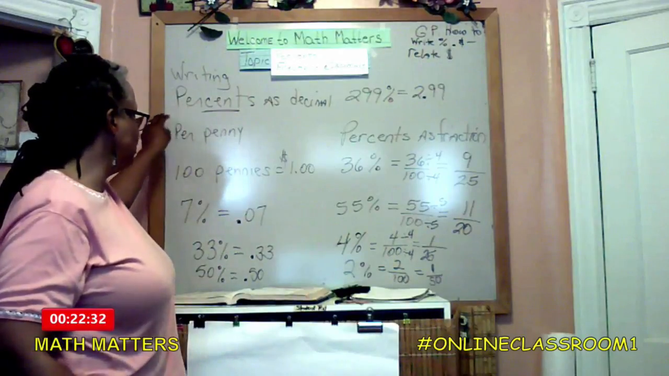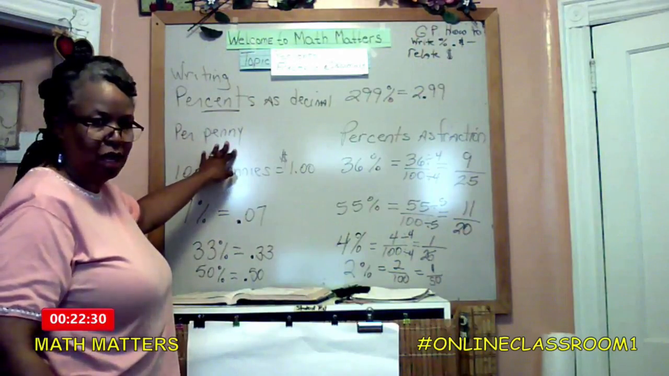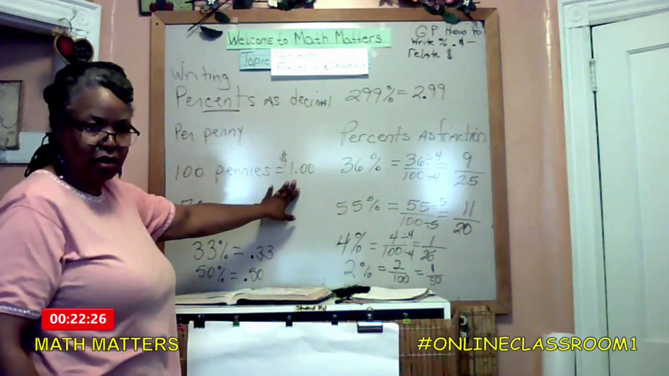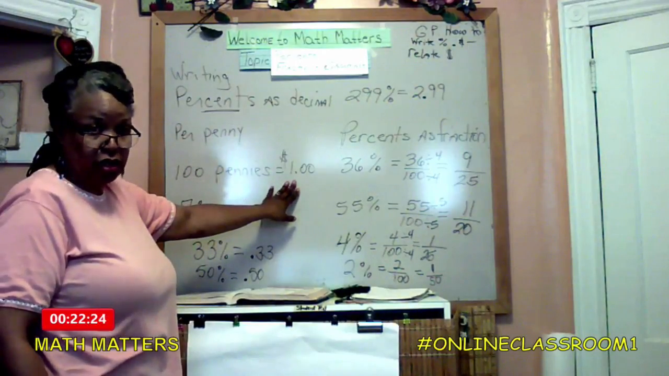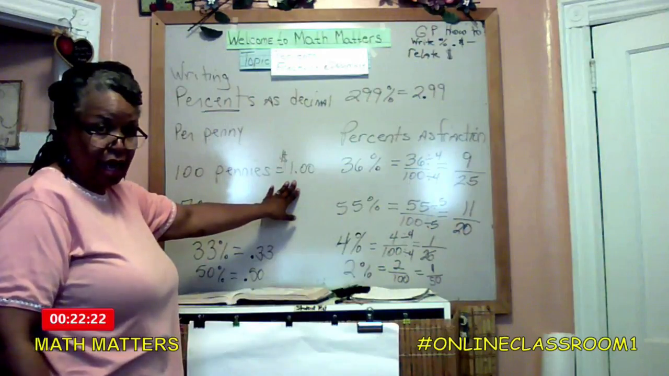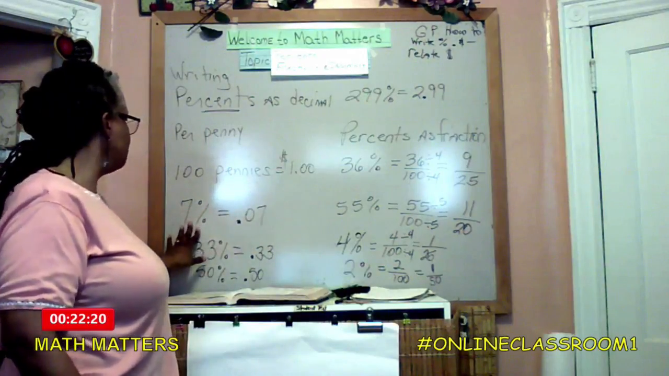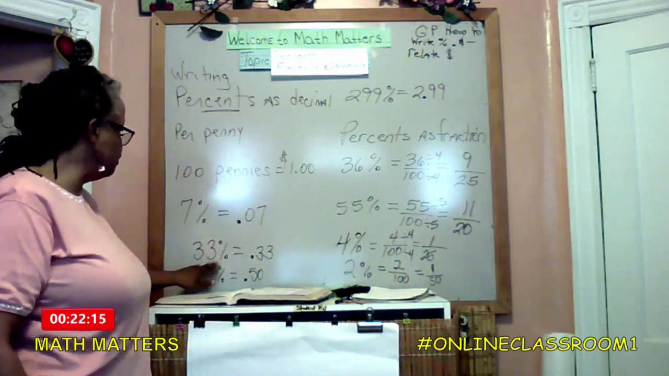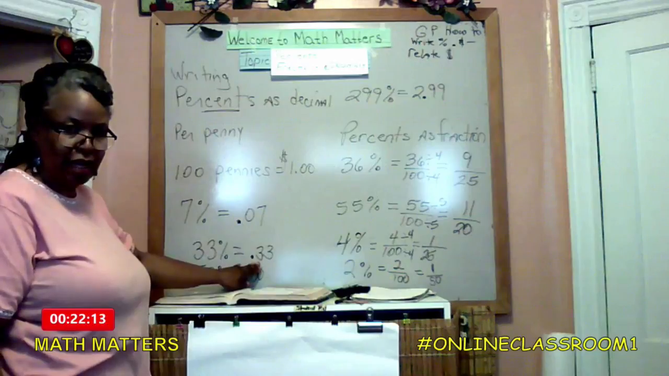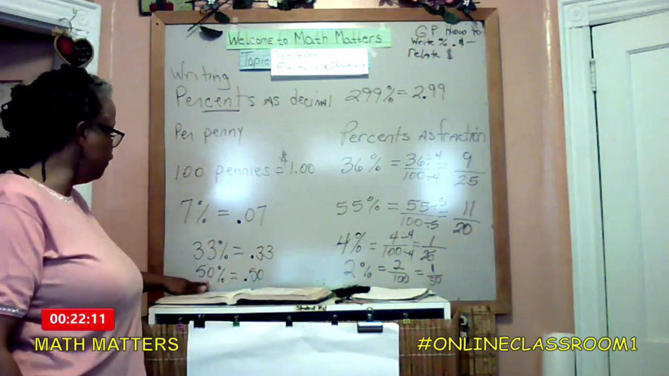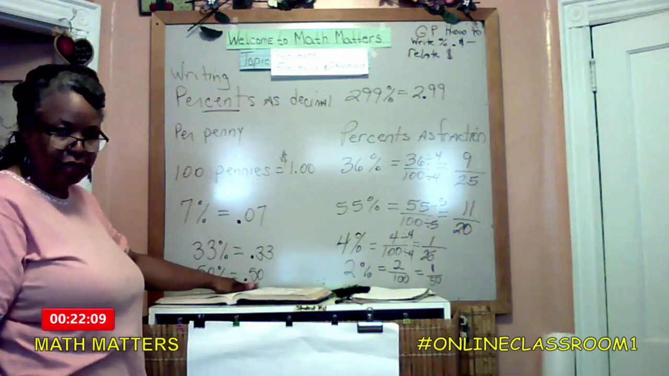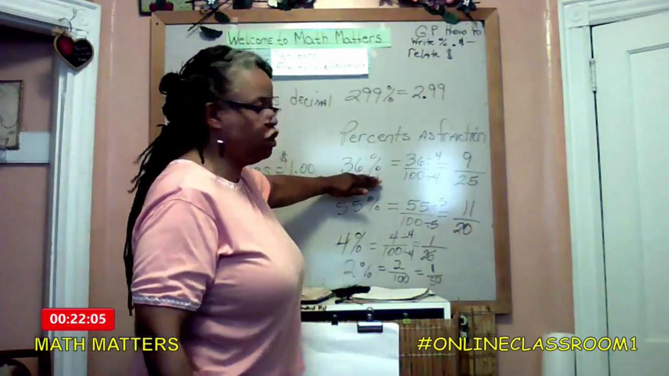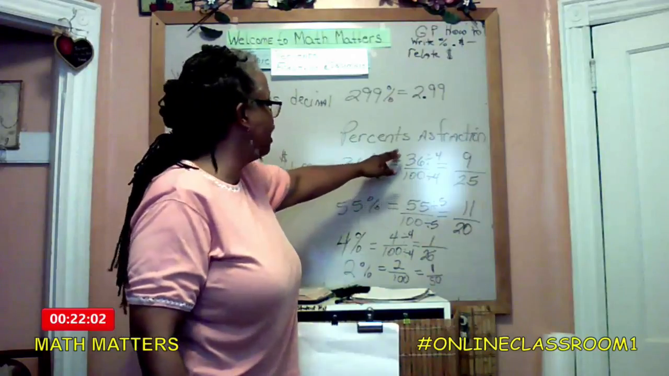Percent deals with pennies. It deals with money. There are 100 pennies in a dollar. That's why it's out of 100. Per penny, out of 100. 7% looks like 7 cents as a decimal. 33% looks like 33 cents as a decimal. 50% looks like 50 cents as a decimal. Writing percents as fractions, just put that number over 100 and reduce.